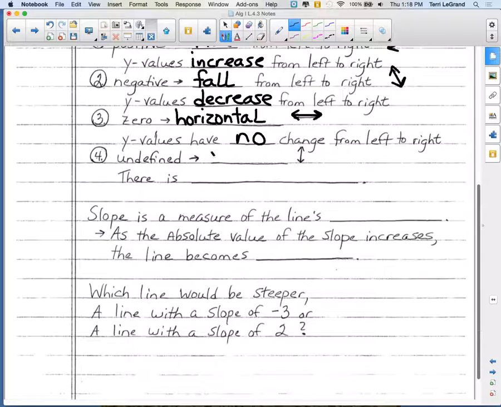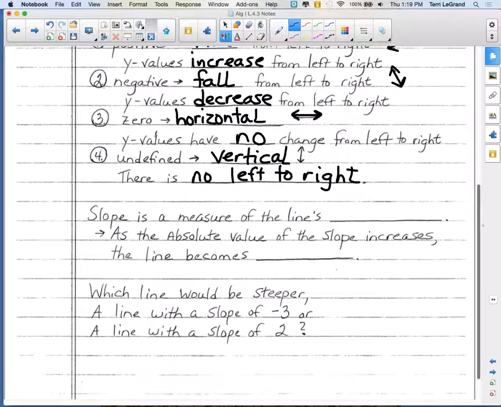Undefined, that's when you have a vertical line. You cannot say it has a slope. It is undefined because there is no left to right. In other words, zero, X is going to be zero. There's no change in X. If zero is downstairs in a fraction, if you're trying to divide by zero, can you divide by zero?